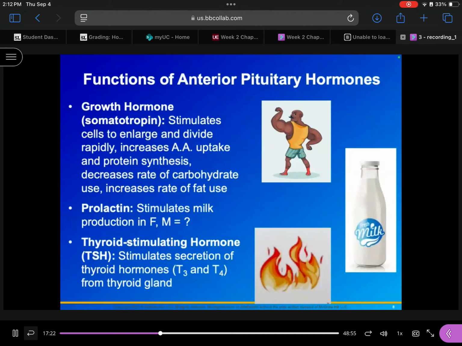But anyway, all right, so thyroid stimulating hormone, or TSH. It is going to stimulate the secretion of the thyroid hormones, T3 and T4. We'll get into a little more detail about that in just a little bit. And this is going to be coming from the thyroid gland. Why do you think I have fire right there? Yeah, energy. Think about metabolism, burning up, chemical reactions, a lot of energy. That's why people with thyroid issues talk about how their metabolism is either shot or really, really high. Usually that's a thyroid issue, and it's T3 and T4.